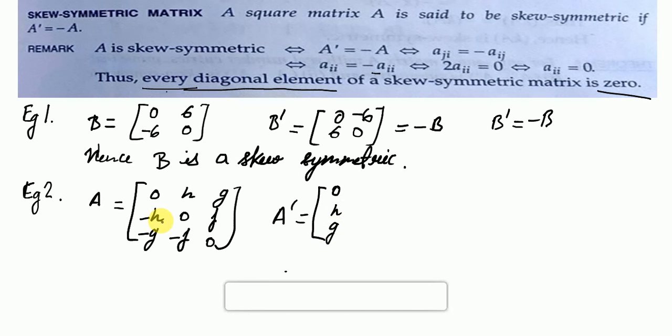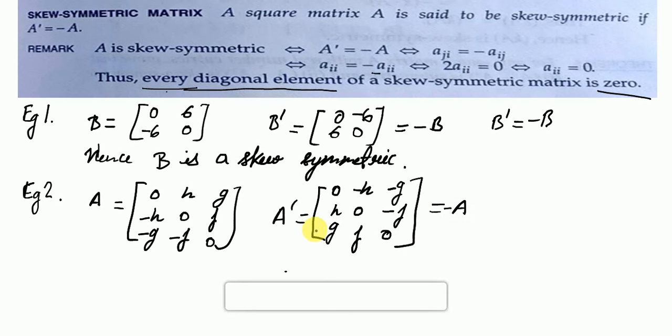And this row changes into column, then minus H and F. And this row changes into column, so minus G, minus F. And here all elements are same, but sign is different. This plus H, this minus, this plus G, this minus G, minus H, plus F, minus F, minus G, plus G, minus F, plus F, and 0. And so it is equal to minus A.